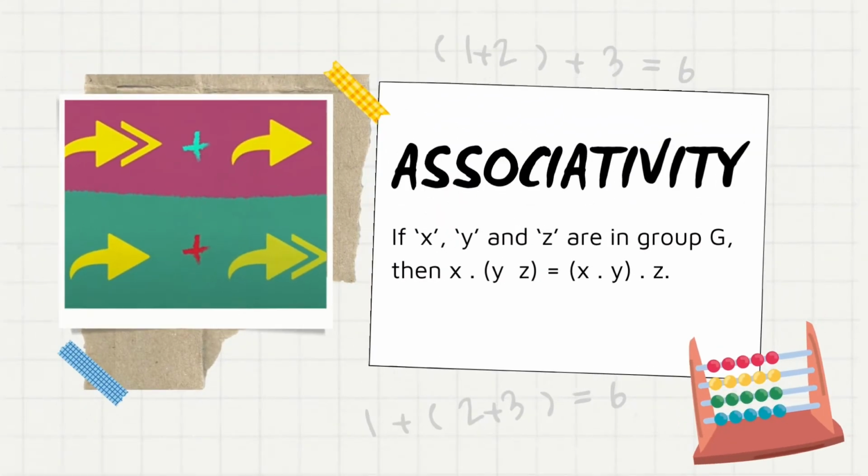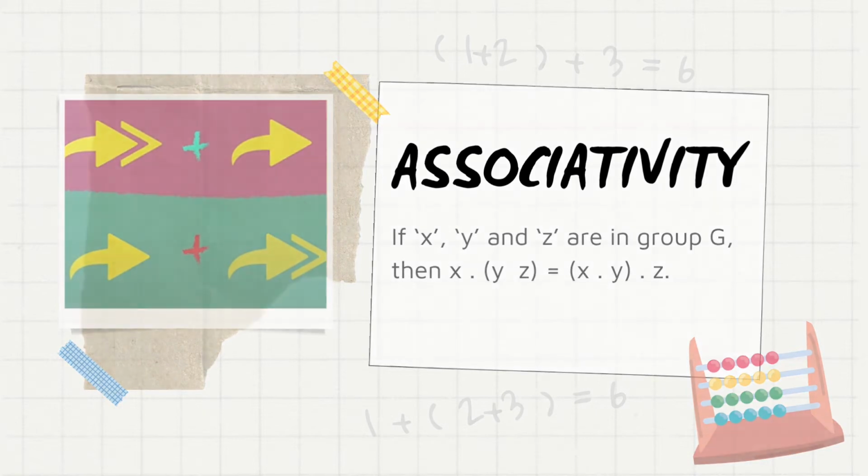Second is associativity. Composition of symmetries is associative. If X, Y, and Z are in group G, then X dot open parenthesis Y dot Z close parenthesis is equal to open parenthesis X dot Y close parenthesis dot Z. You could put the parentheses wherever you want in the group operation and it would still be equivalent to the same operation but with parentheses in a different place.